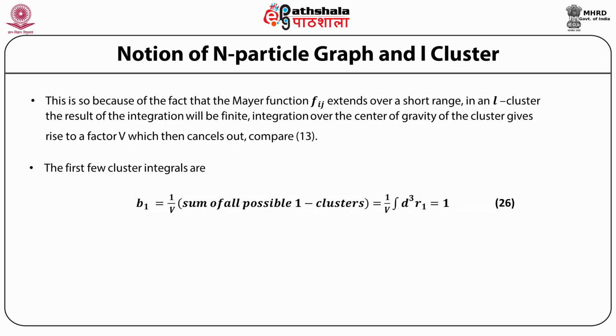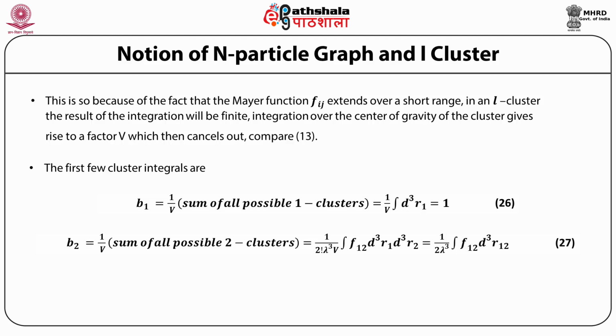b1 is equal to 1 upon V sum of all possible 1 clusters, which is equal to 1 upon V integral over d cube R1, which is equal to 1. b2 is equal to 1 upon V sum of all possible 2 clusters, which is equal to 1 upon 2 factorial lambda cube V multiplied by integral over f12 d cube R1 d cube R2, which is equal to 1 upon 2 lambda cube integral over f12 d cube R1 d cube R2.